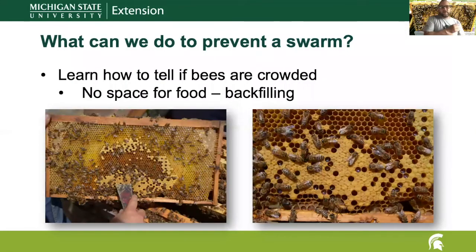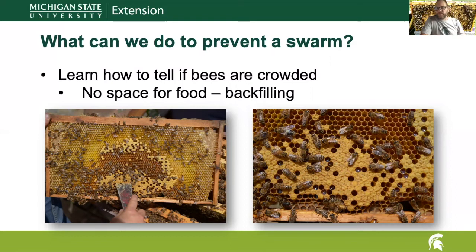All right, so another thing that we discussed was backfilling, which is also a key indicator that swarming is imminent. It's important that when you're going through your regular inspections, you look for this. It's very easy to see, but oftentimes it can be mistaken for other things by beekeepers that maybe are not as well versed in what these things look like.